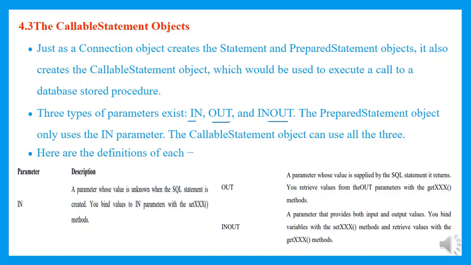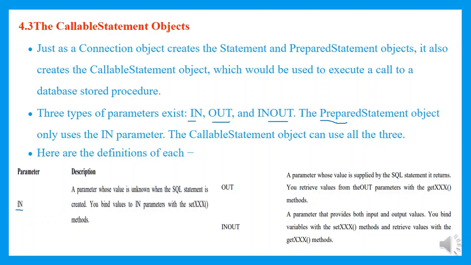The IN parameter, which we have seen in the PreparedStatement object by making use of the setX method. The CallableStatement object can also use all three parameters: IN, OUT and INOUT. When the parameter is IN, it is a parameter whose value is unknown when the SQL statement is created. We have seen in a PreparedStatement, for example, select name from employee where USN is equal to question mark. That question mark is unknown. In that case, I will make use of an IN parameter.